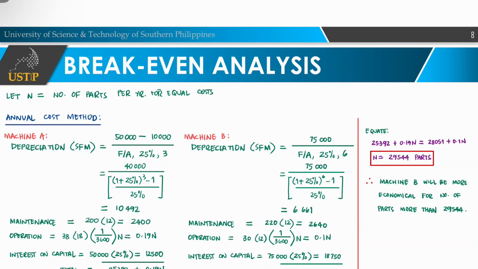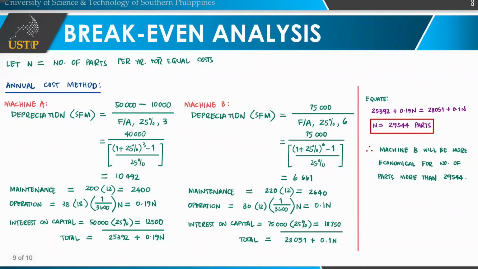So for machine A, what we do is identify all the costs. It is only cost, so we don't necessarily need to consider income, because again, the break-even of the two alternatives given is the intersection of your total costs. So we only identify costs in this problem.